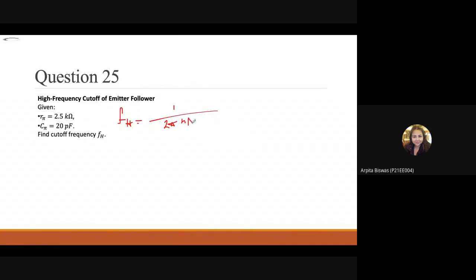Now, just calculate it and tell me what is the value. Tell me what is the value of this cutoff frequency? 3.18 megahertz, right? Jane, are you getting the same answer? Yes, ma'am. Still calculating, ma'am. Okay, at first calculate and then tell me.